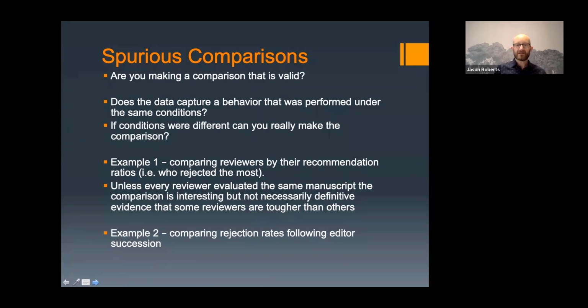Okay, spurious comparisons. We're almost at the end here, but are you making a comparison that is valid? Does the data capture a behavior that was performed under the same conditions? And if conditions were different, can you really make the comparison? So what I'm trying to say here is, let's say there's a complete change of the editorial board and change of the office protocols. So literally you changed out who was working on these papers. You also changed how you're going to manage things. You've got a much tighter protocol. We're going to intervene much quicker.